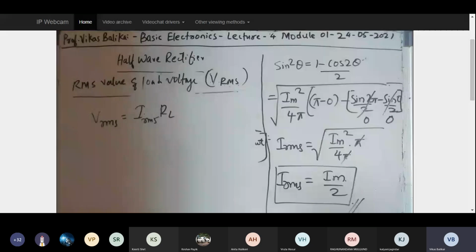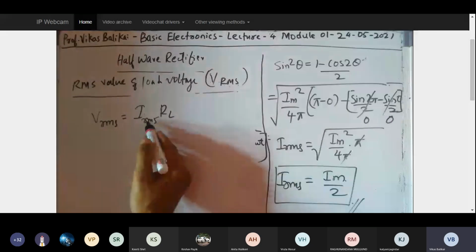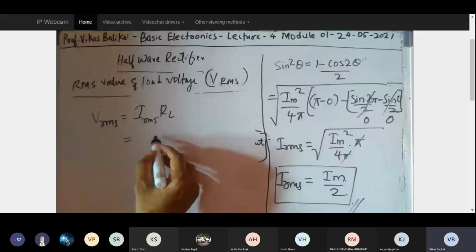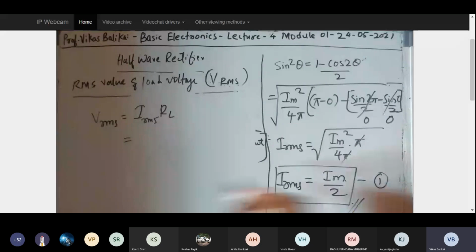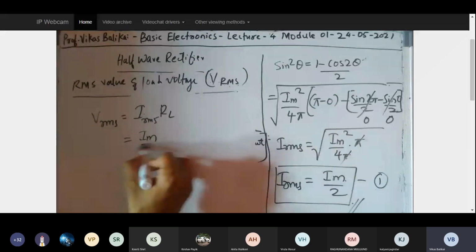Now just quote the value of IRMS that you have obtained. From equation number 1, which we derived just now, I can write IRMS equal to Im by 2 multiplied by RL.